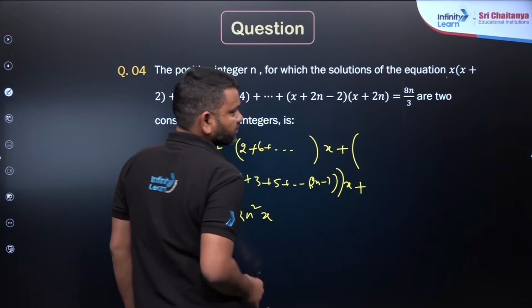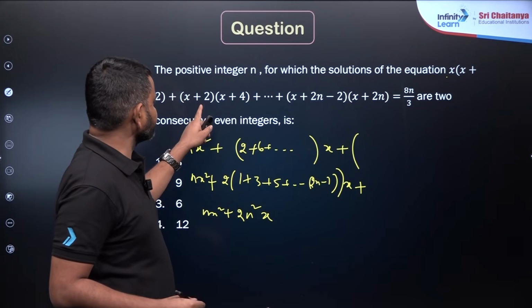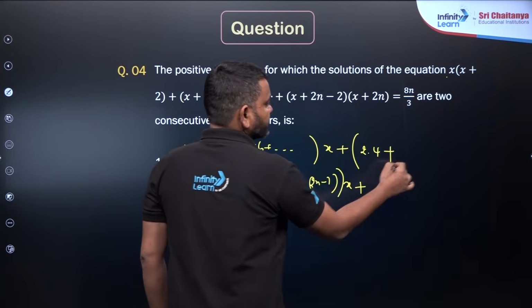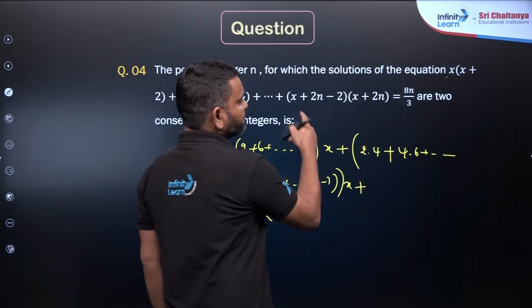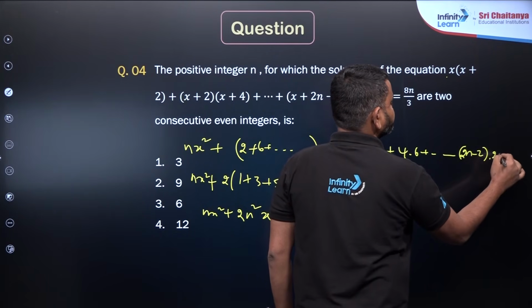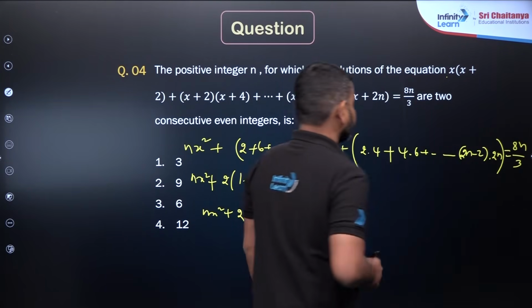So up to here we are okay. Now the next thing I have to do is the product of constants. So the constants here are 2 into 4, the next one will be 4 into 6. So that goes on like that. Here I am going to have 2n minus 2 into 2n, right? That is equal to what we are given, 8n by 3.